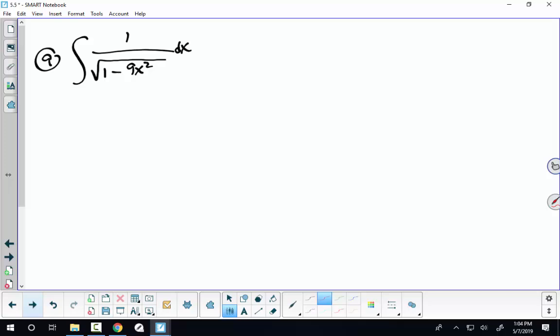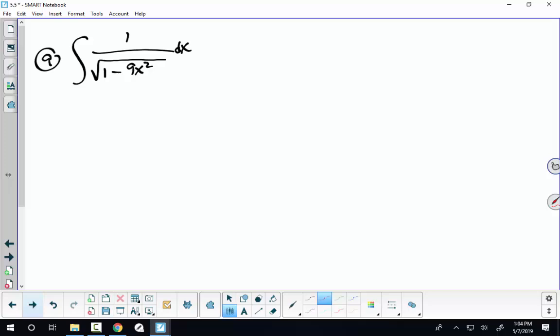Example 9, the antiderivative of 1 over square root of 1 minus 9x squared. What does that kind of remind us of? Inverse sine. Okay. So I guess there's a couple of ways to approach this. One you saw in section 4.9, and we'll look at that.